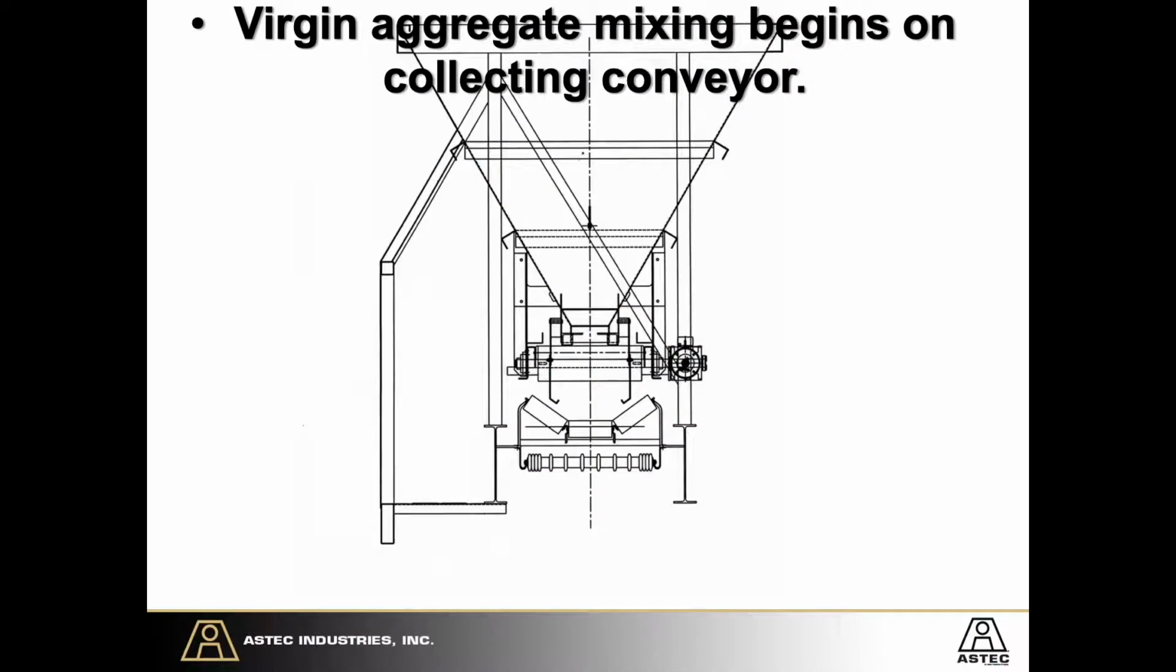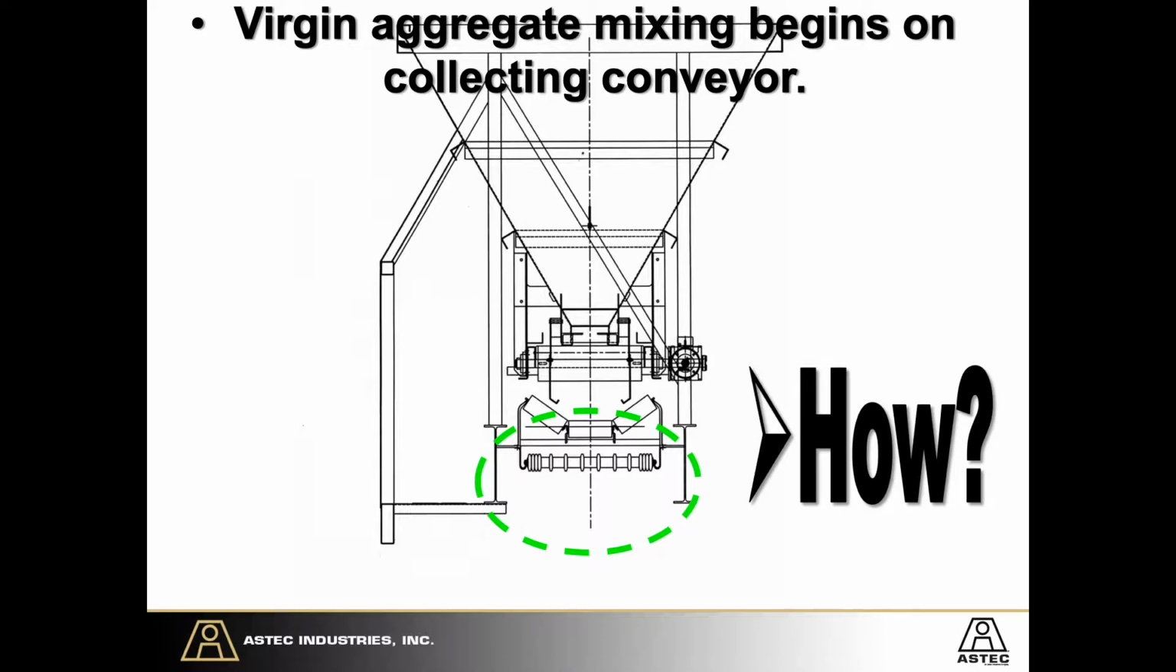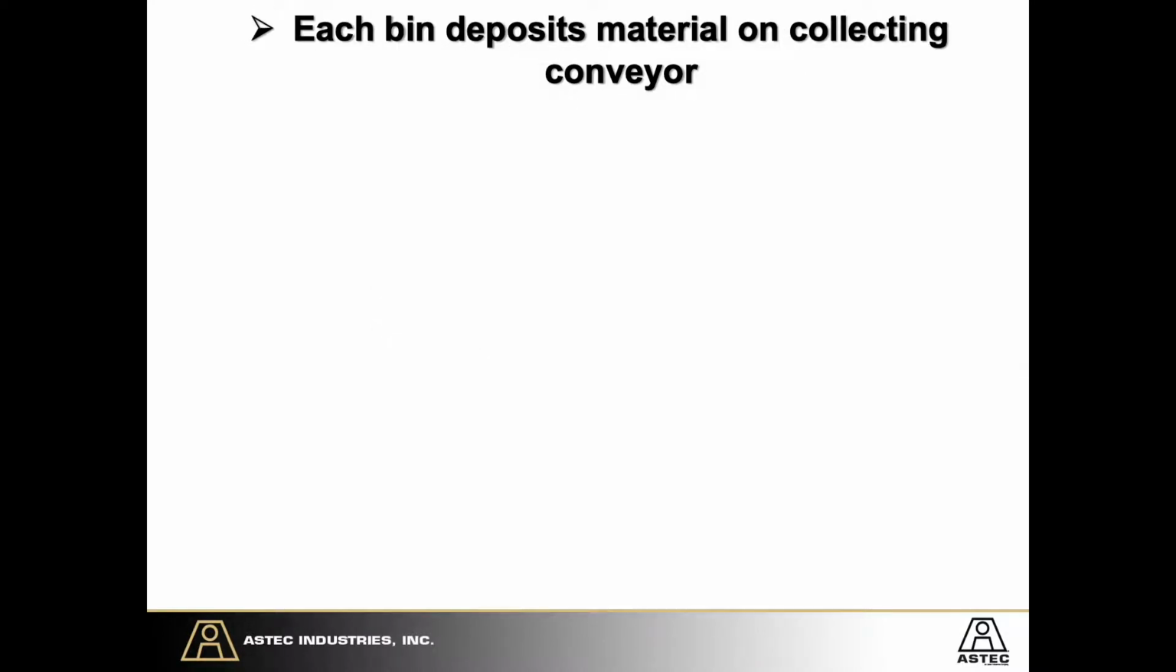If you look at this drawing of the collecting conveyor, that's the conveyor that's directly under the co-feeds. That's actually where the first small amount of mixing occurs. If you look at that, this is the troughing idler for that conveyor, and you can see, well, how does it do that? Well, here's an illustration.